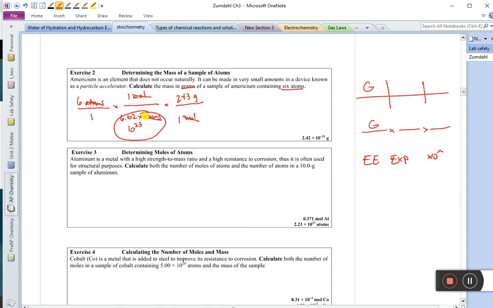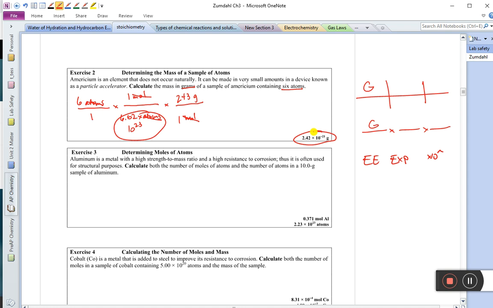So pause for a second, try putting it in your calculator, make sure you get this number. All right, so we can do the same thing, but backwards, which is exercise 3. Aluminum is a metal with a high strength to mass ratio and a high resistance to corrosion, thus is often used for structural purposes. Calculate both number of moles and number of atoms in a 10-gram sample.